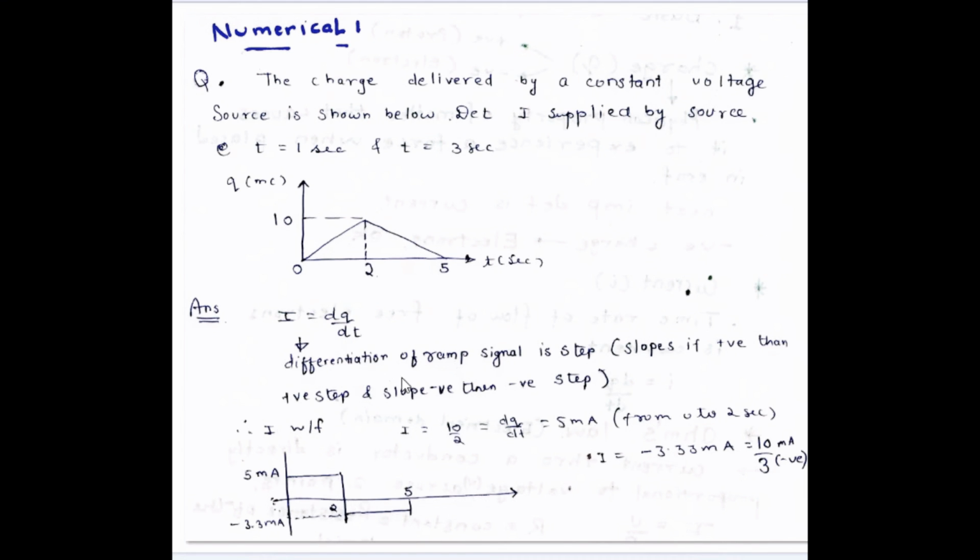Again the sign, as I already told, the differentiation of a negative going slope of a ramp signal is a negative step signal. So the magnitude of the step signal is negative. So I is equal to minus 3.33 milliamperes. At this point we have obtained our second answer as well, that is the current at time t equal to 3 seconds is nothing but minus 3.33 milliamperes.